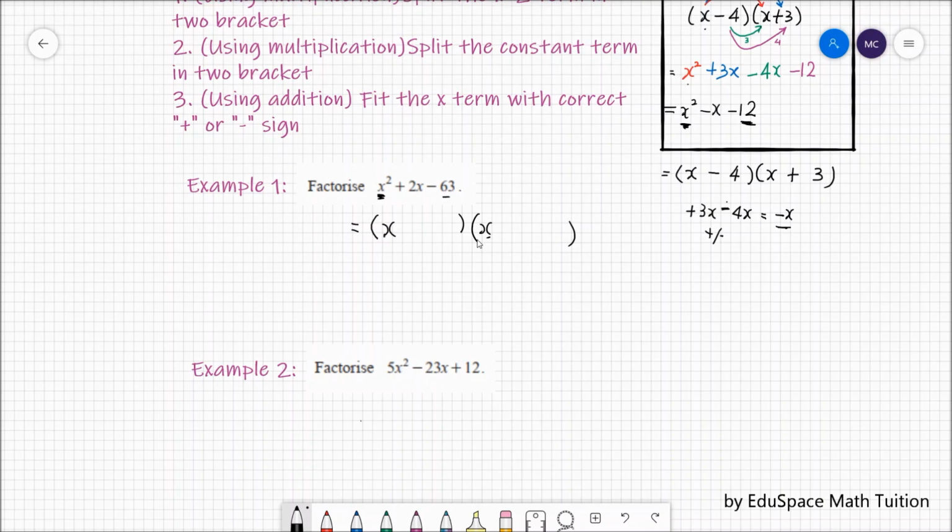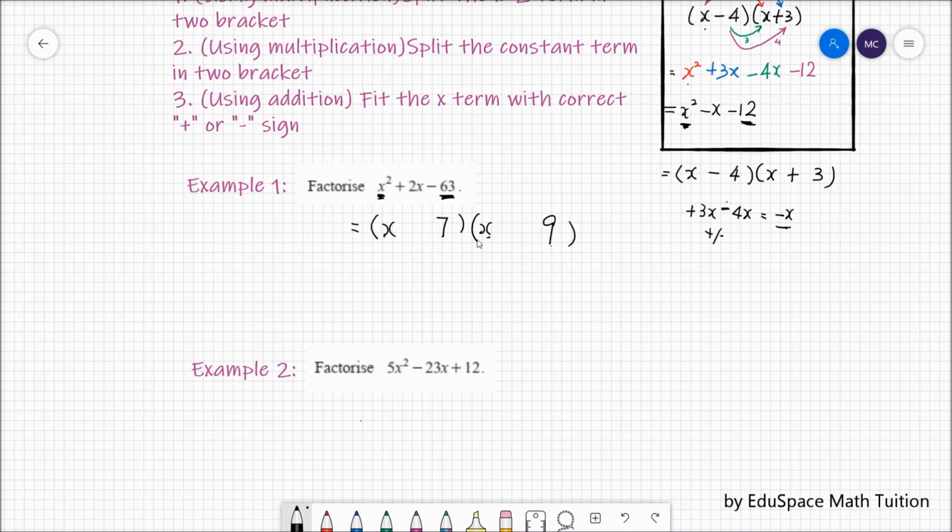Next, we look at the last term. Also, we have to think of two numbers that multiply to give us 63. So we can only think of 7 multiplied by 9. 7 multiplied by 9 will give us 63. So therefore, this will be our last term.